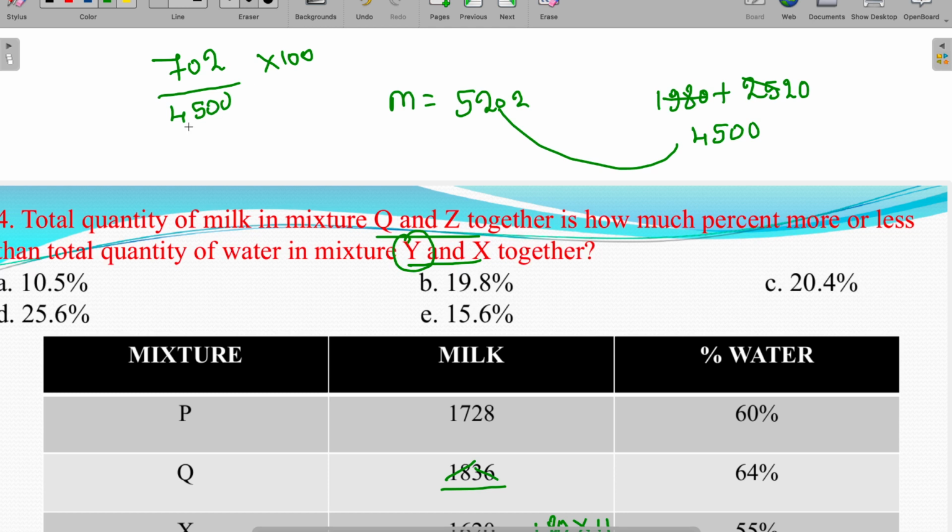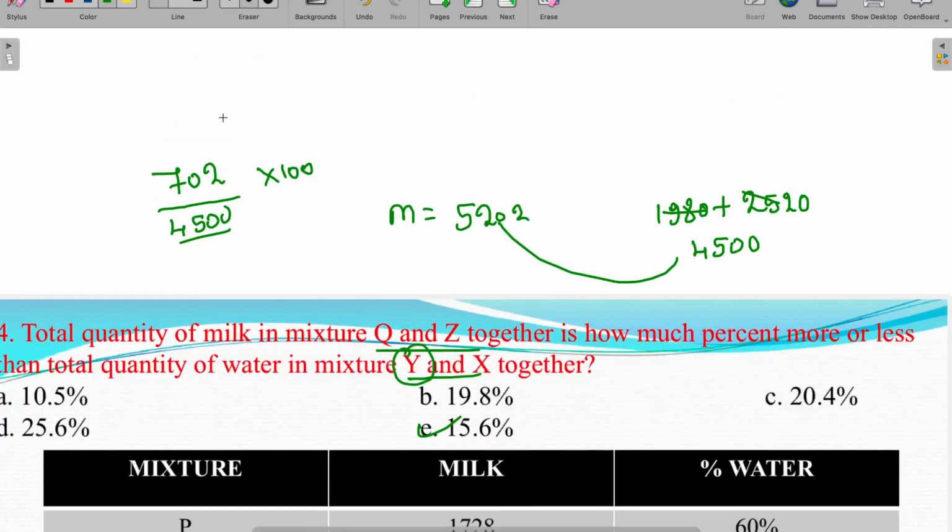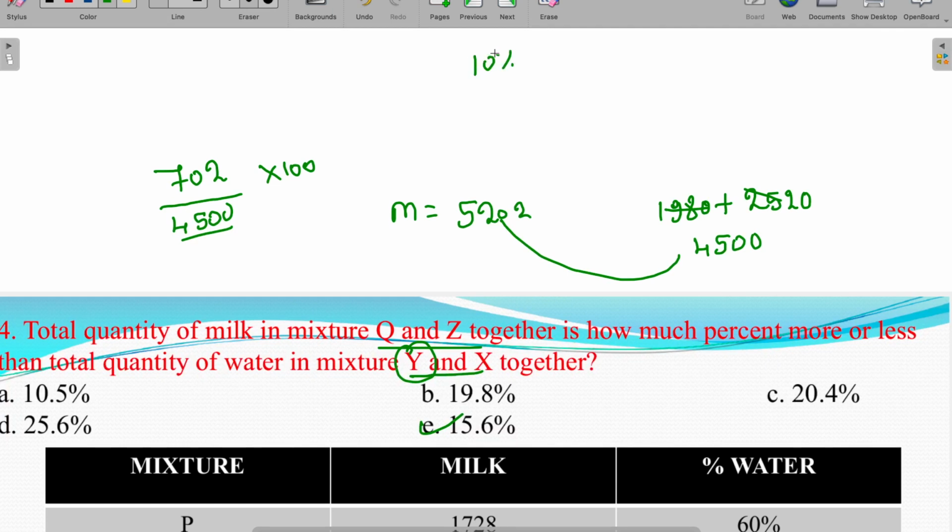Don't solve it. 10 percentage, 15 percentage. It may be nearest to 15 percentage. How am I doing this? Like the previous method. 10 percentage will be 450. My question is 702, so the answer will be more than that. I will check for 5 percentage. 5 percentage will be 225. Then 15 percentage will be 675.